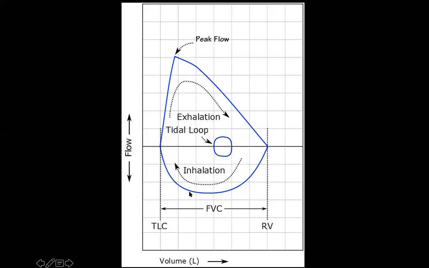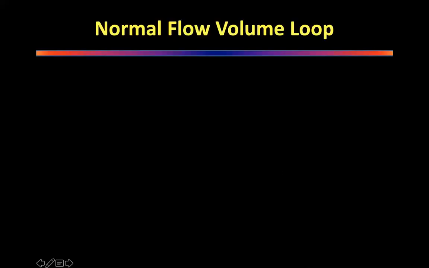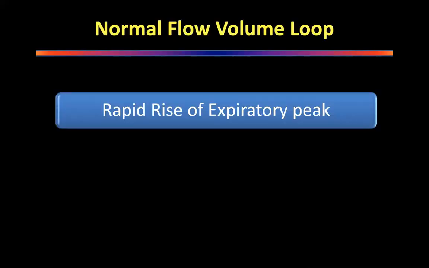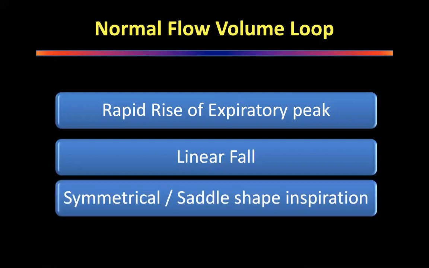A breath in and a breath out. Breath out always starts with a gush of air and then flows down. And this peak is called the peak flow in normal breathing. So this is how you do it: inhalation, exhalation. This slant is also quite important. Now I'm not going to talk about these volumes and capacities at the moment. Just stay with this. This is inhalation, this is exhalation. So what is a normal flow volume? There's a rapid rise of expiratory peak, there is a linear fall, and there is a saddle shaped inspiration.